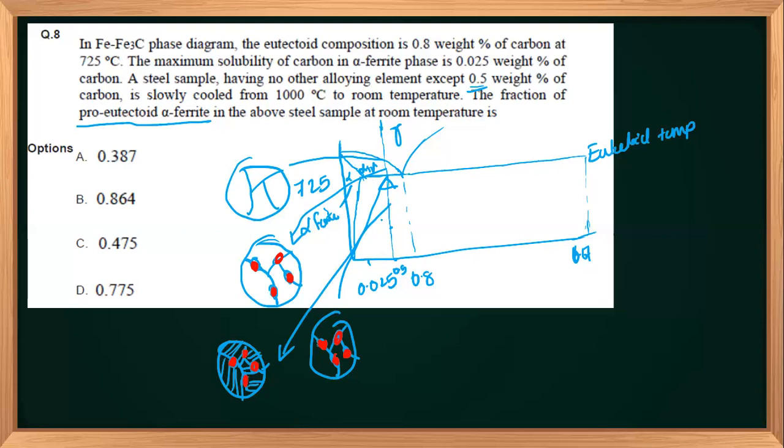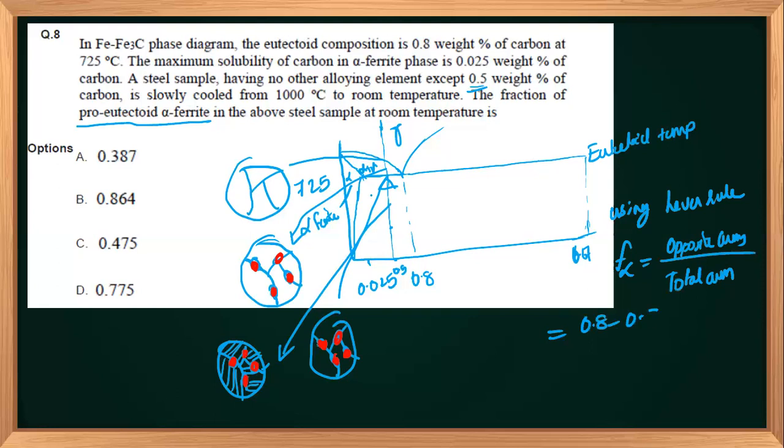So what will be the opposite arm? This will be 0.5, and this is 0.8, so 0.8 minus 0.5. Fraction of alpha will be equal to the opposite arm over the total arm, which is 0.8 minus 0.5. But what will be the total arm? Suppose this is the point, it will be 0.025. That's already given. So 0.8 minus 0.025.